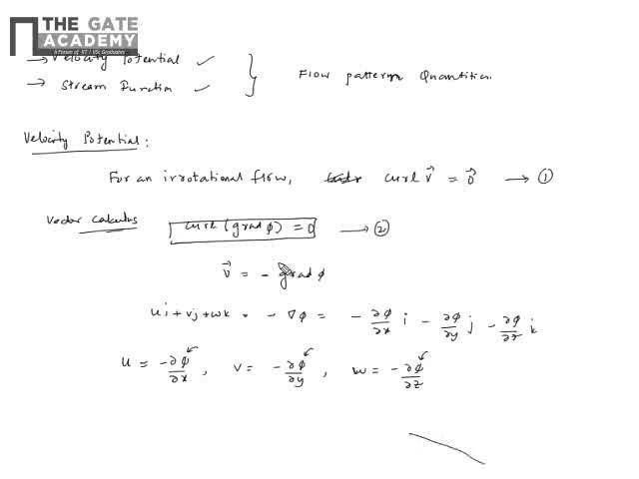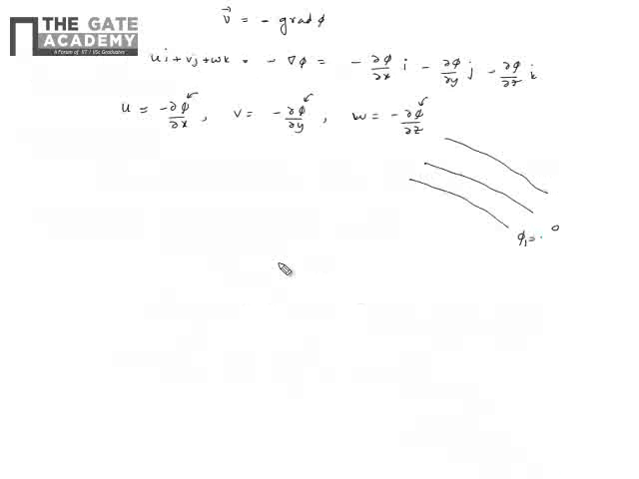The phis are all scalars. Let's say you have phi 1, phi 2, phi 3. Flow takes place in the decreasing direction of phi. So if a flow is taking place like this, that is the correct direction of flow, because it takes place in the decreasing direction of phi. If the velocity vectors are like this, that means phi is decreasing in that direction. So that is the significance of this.